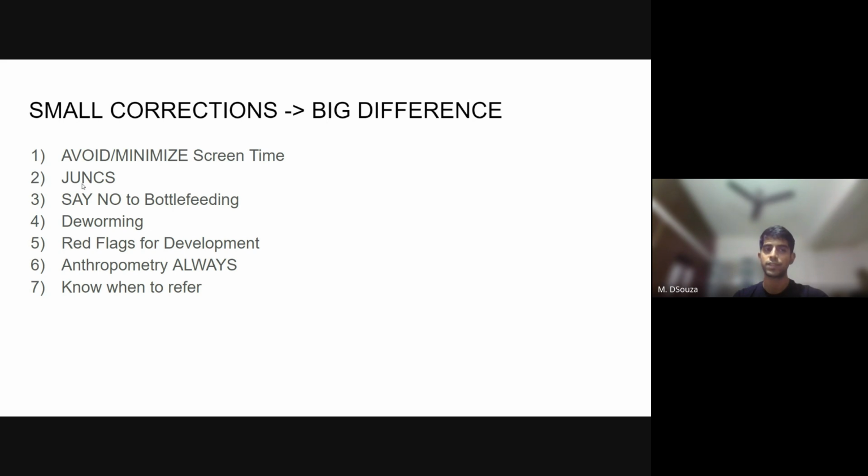Number two, I've written JUNKS. Does anyone know what JUNKS stands for? Is it just me making a spelling mistake? Okay, so JUNKS actually stands for something. I won't waste too much of your time with what each letter stands for, but basically these are different types of foods that you wouldn't want to give children. They generally say to avoid junk food in all your children as far as possible.